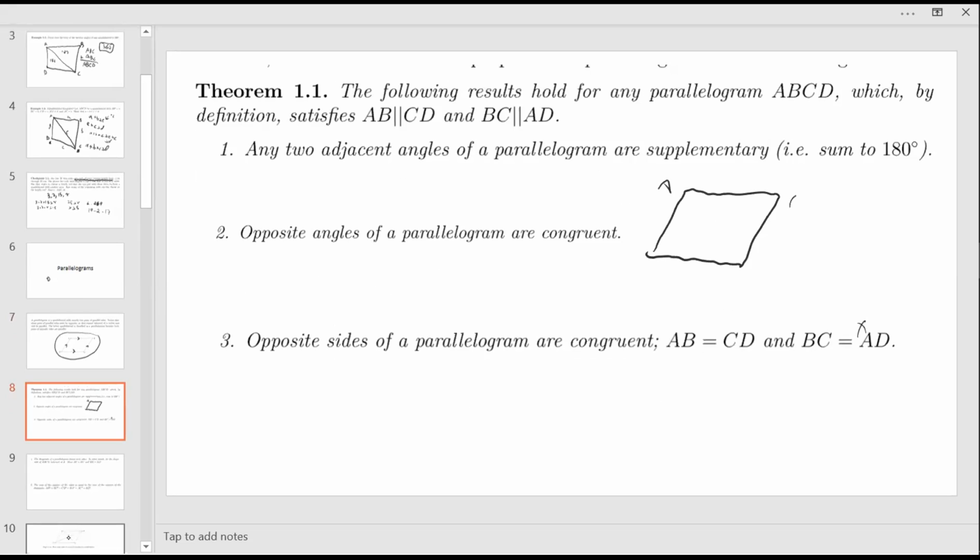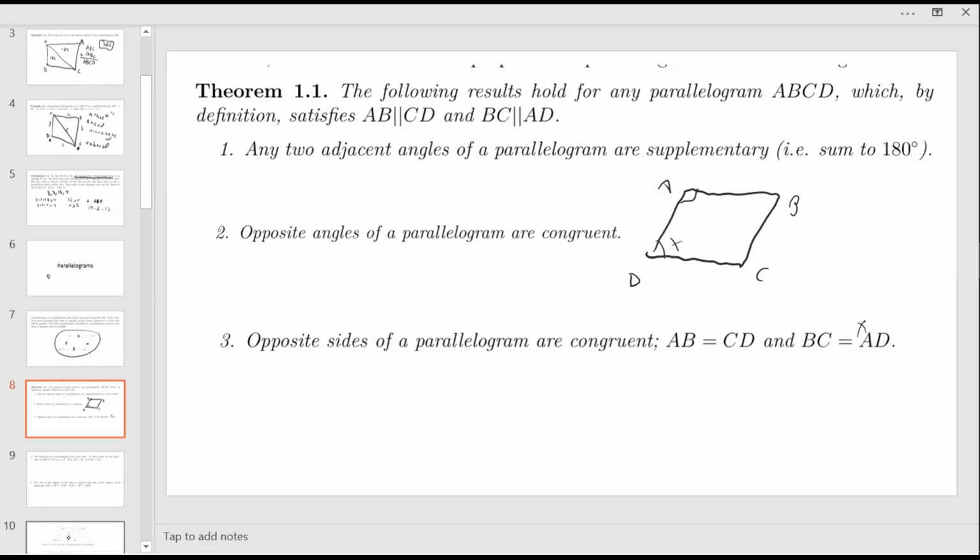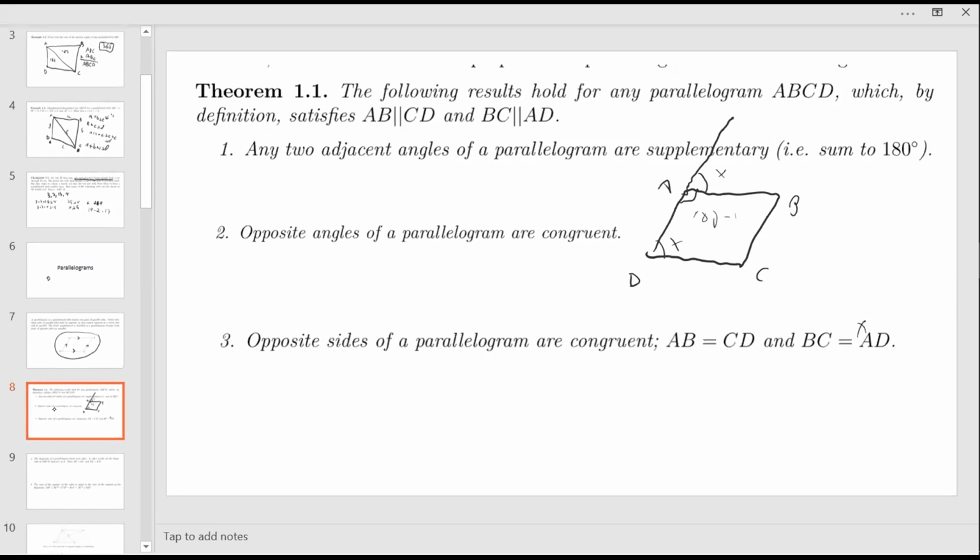This is A, B, C, and D, and we want to look at this angle and this angle. So if this angle is X, then since AB is parallel to CD, we can extend AD upwards, and this is X. And since this is a line, this has to be 180 minus X.